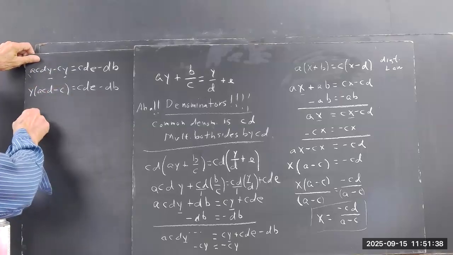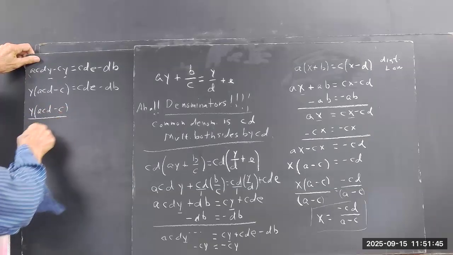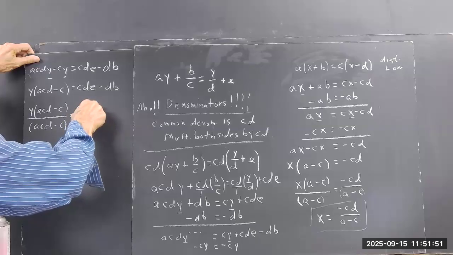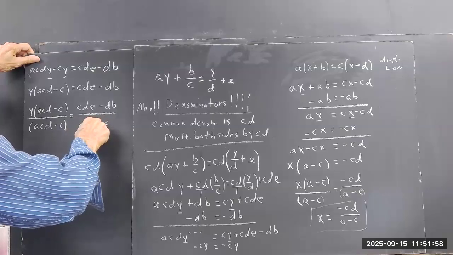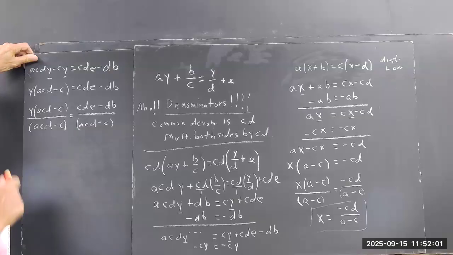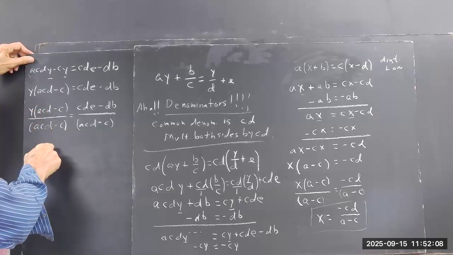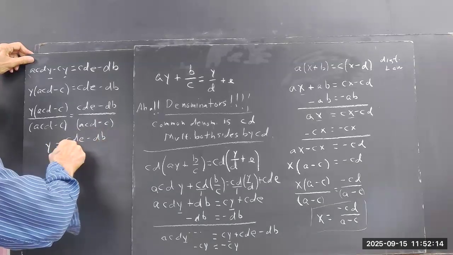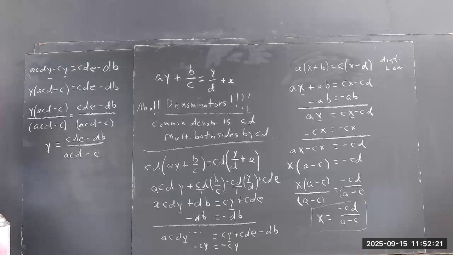Well, here we have it. What do we do? We divide both sides, so that this divides this, leaving us Y. The denominator divides this factor of the numerator. And there we have our solution.